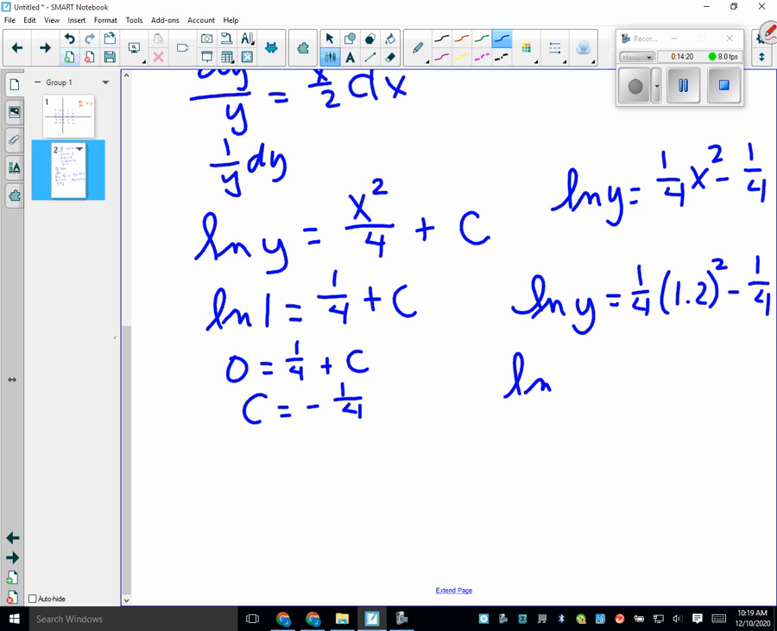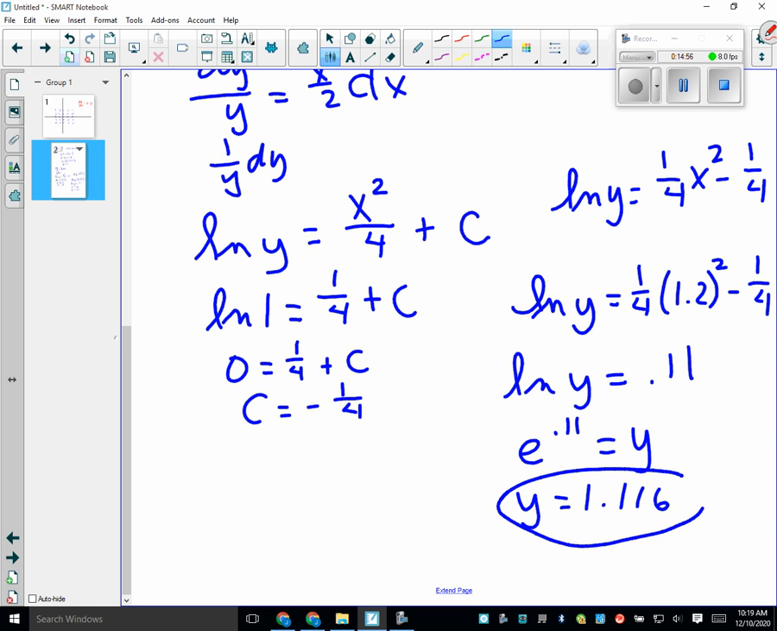So, ln of y equals what? 0.11. How do I find y? Remember when we went from logarithms to exponents, exponents to logarithms. Isn't this base e? Yeah. So e to the 0.11 equals y. Oh, that's cool. Okay. So what is y? I was very close on my estimate.